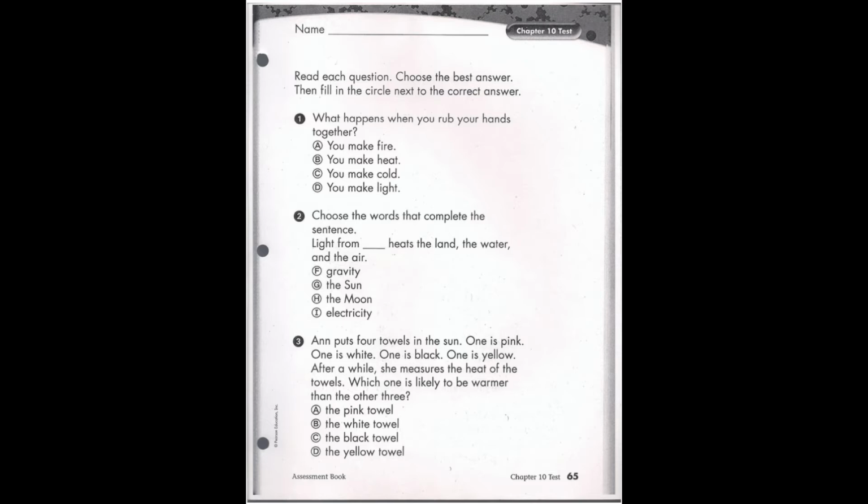Question number 2 says choose the words that complete the sentence. Light from blank heats the land, the water, and the air. So option F is light from gravity heats the land, the water, and the air. Option G is light from the sun heats the land, the water, and the air. Option H is light from the moon heats the land, the water, and the air. Or option I is light from electricity heats the land, the water, and the air.